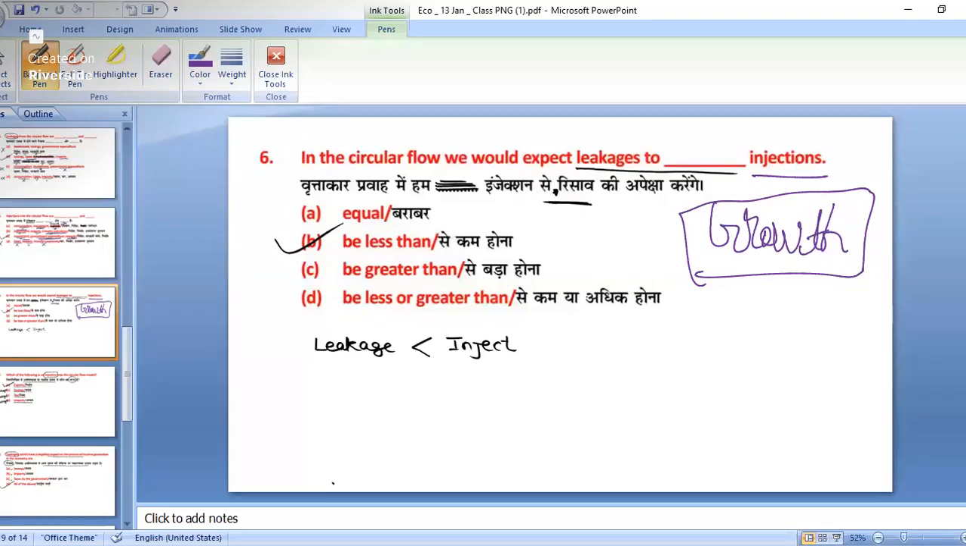From tomorrow's class, we'll see some important points regarding growth and development, and then the development indexes. We'll see the Human Development Index, Gross National Happiness Index, Gender Inequality Index, and various other indexes. All those things we'll see in tomorrow's class.